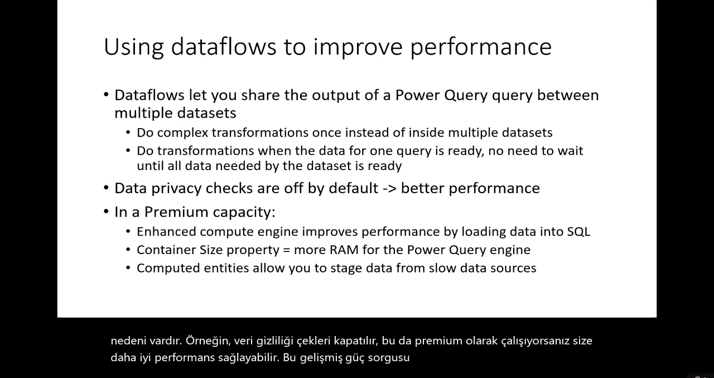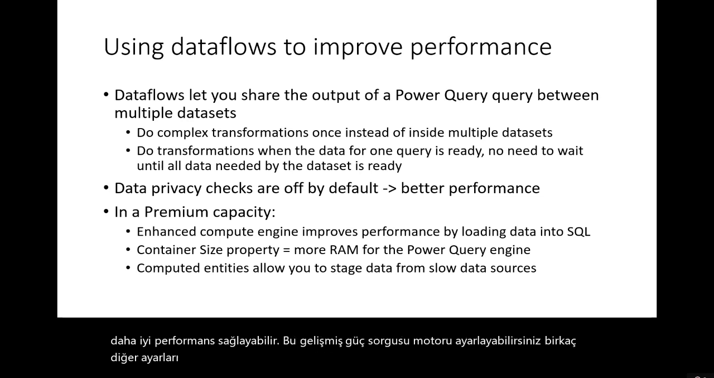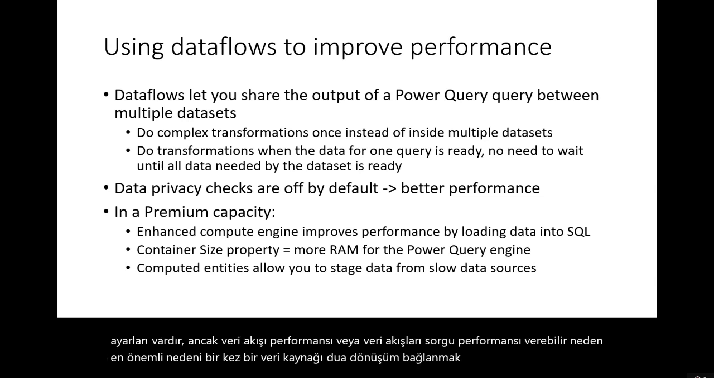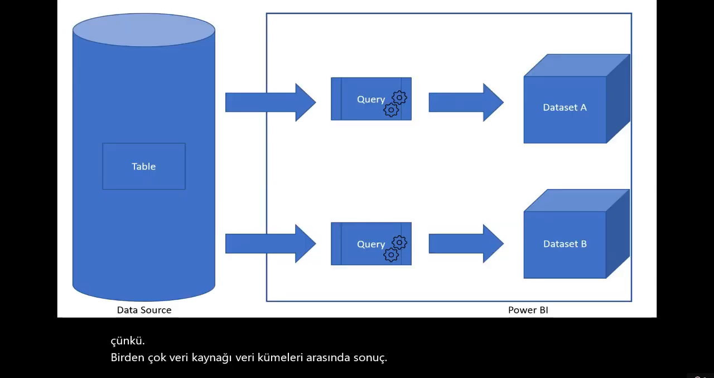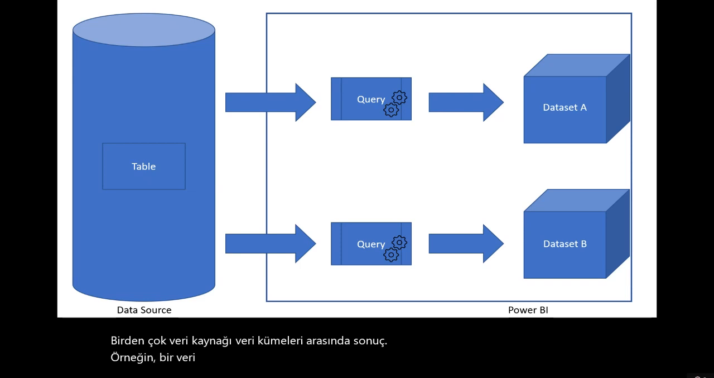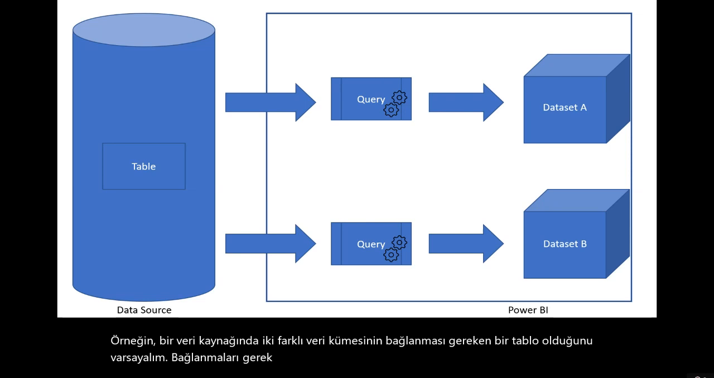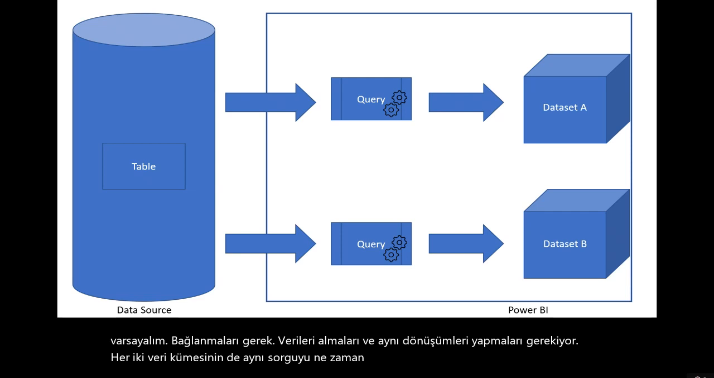But the most important reason why data flows can give you better query performance is because they allow you to connect to a data source, do a transformation once, and share that result between multiple data sets. For example, let's imagine you have a table in a data source that two different data sets need to connect to. They need to get the data, and they need to do the same set of transformations. It would be possible for both data sets to create the same query, and when they refresh, the same two queries are executed, and that work is done twice.